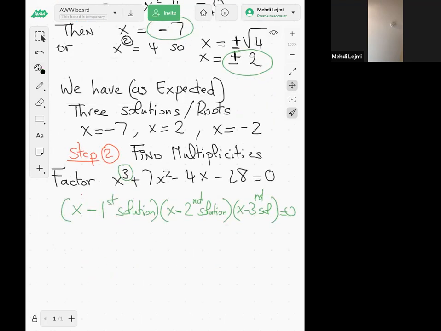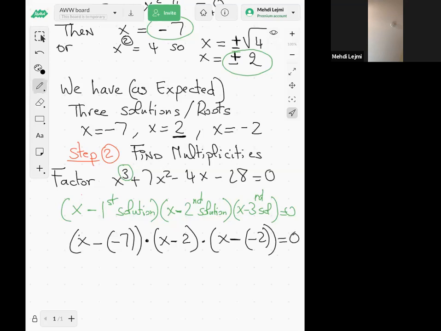So my first solution is -7, so I have x minus -7, times x minus the second solution, which is 2, times x minus -2, that's my third solution, equal to 0. So this is the factorization of f of x, right? Now, of course, here this is power 1, this is power 1, and here's power 1, right?